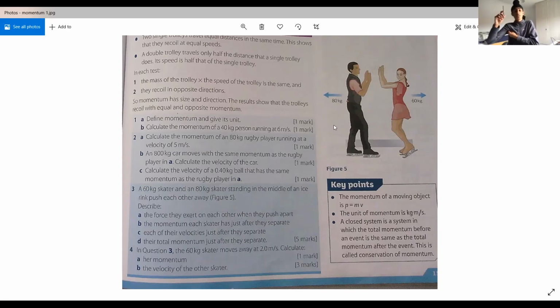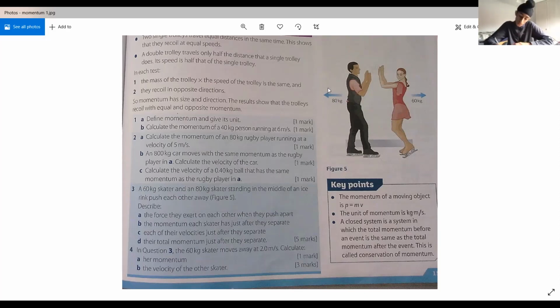Now let's compare the momentum, their total momentum just after they separate. This guy, what would his momentum be? It's 80 times 6 meters per second to the left. What value does that give you? 80 times 6 is 480. But because it's momentum, we need to pick a direction. If it's going to the left, you might have to call it negative. So we're going to say it's negative 480 kilogram meters per second.